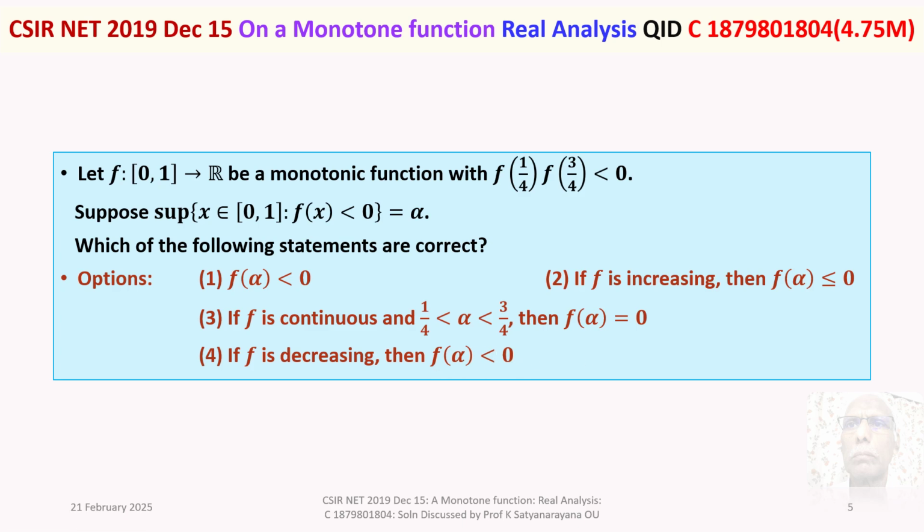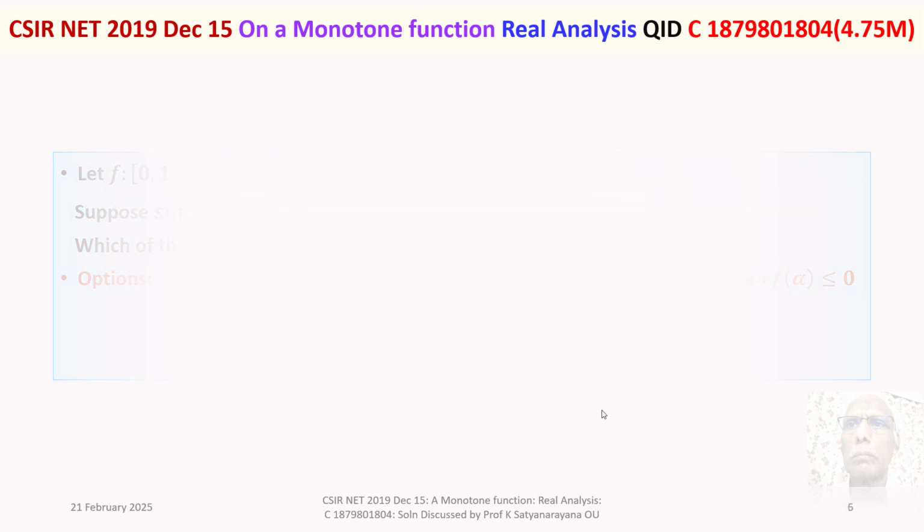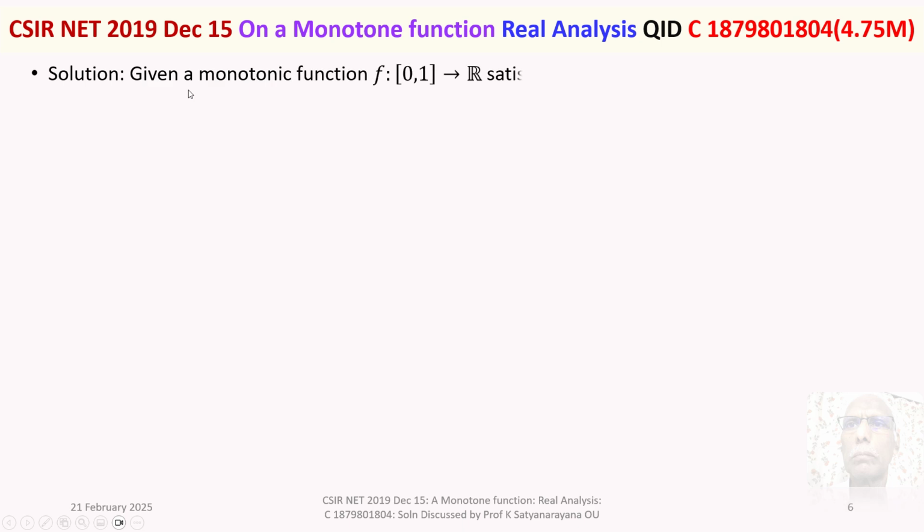Right. So the question is basically about the properties of monotonic functions, and in option 3, it is about continuous functions. So you need to apply the properties of monotonic functions and continuous functions. Right. Let's now discuss the solution of the problem in detail.